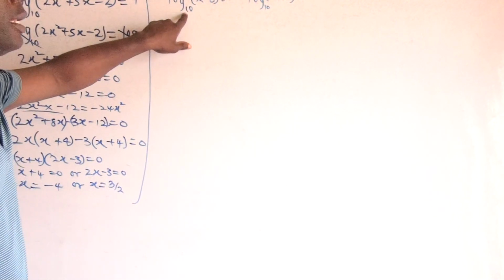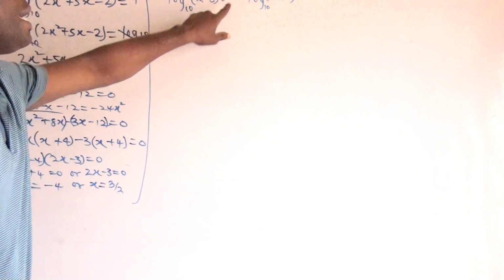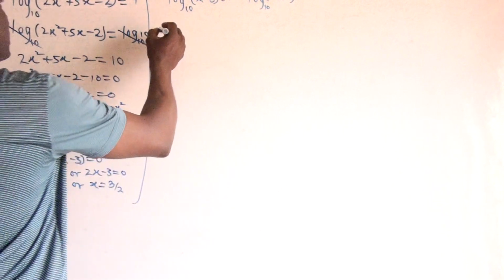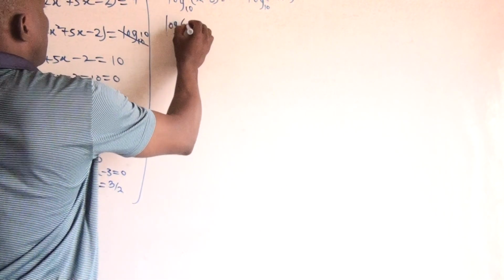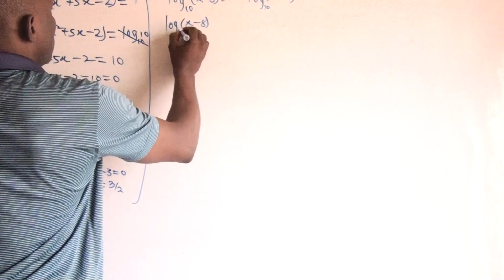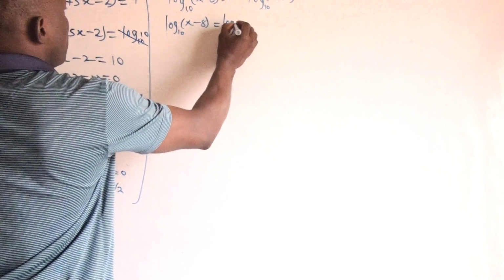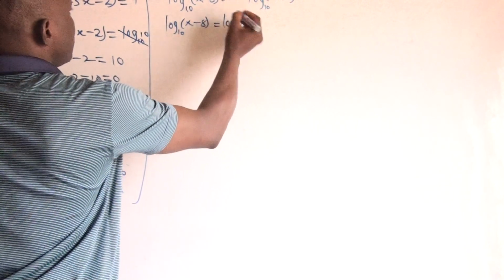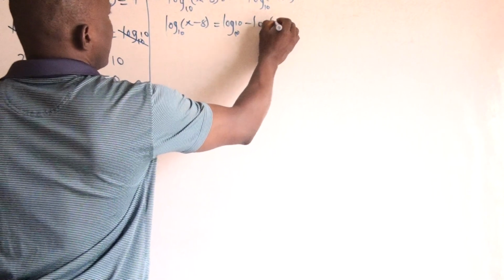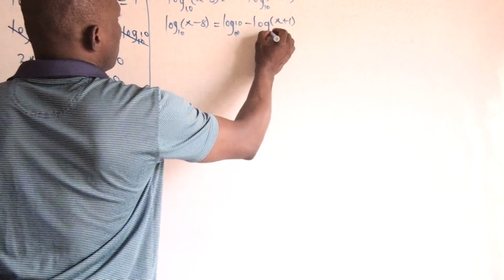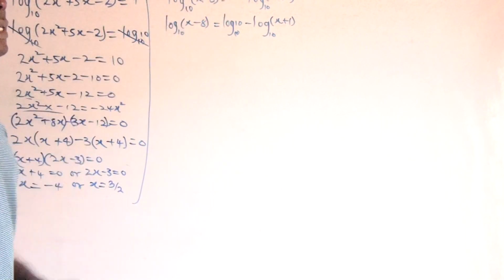Look at the logs here. They are all base 10, this is base 10, this is base 10. So this particular one here, we can also write it as log of x minus 8 to base 10. The 1 here can be written as log 10 minus log of x plus 1 to base 10. So this one here is the same thing as this.